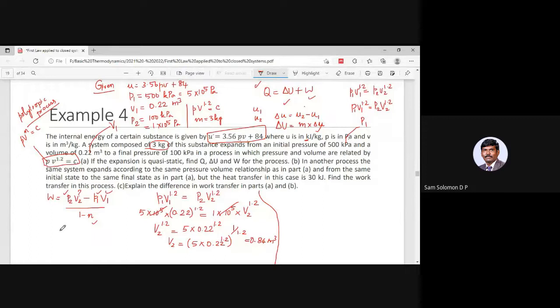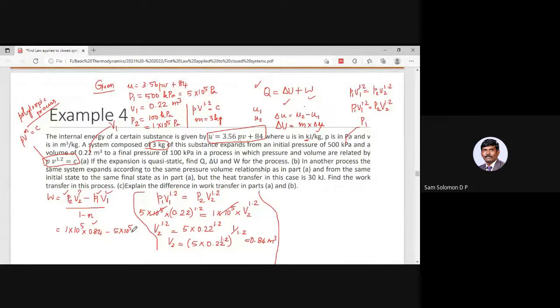So you can substitute this in the equation over here. P2 here is 1 into 10 to the power 5, volume V2 is 0.84, minus 5 into 10 to the power 5 multiplied by 0.22, whole divided by 1 minus 1.2. So this will give you some value, and we have just used meter cube, so you will be getting it in joules. So let's check this. 1 into 0.84, so that guy is 0.84, multiplied by 5 into 0.22.